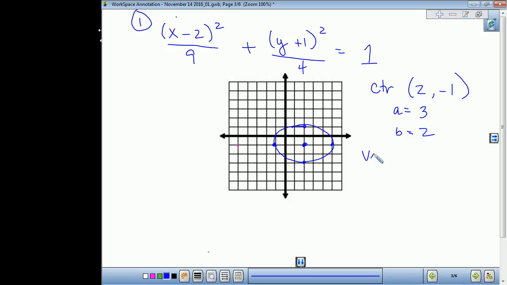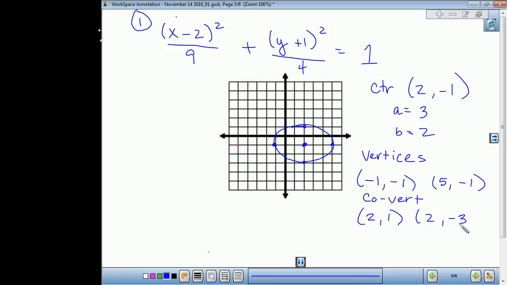Alright, so now I'm going to name my vertices. The vertices are the endpoints of the major axis. So we went out 3 in either direction, so we're adding and subtracting 3 to the x. That would be the point (-1, -1) and the point (5, -1). My co-vertices, those are the endpoints of my minor axis, so I'm going up and down 2 from this point. So that would be the point (2, 1) and the point (2, -3).